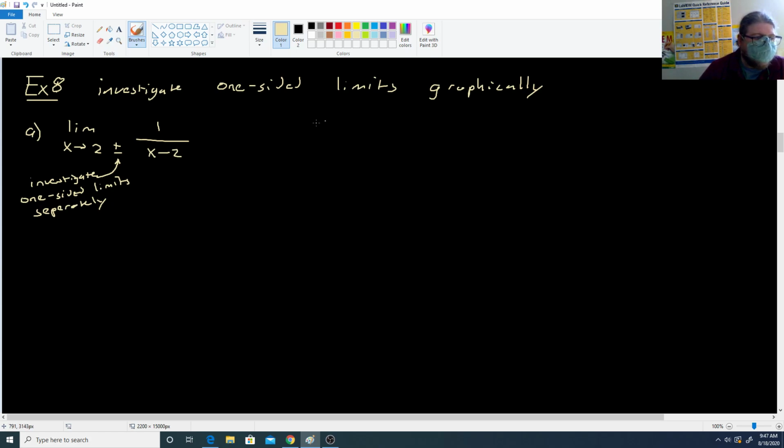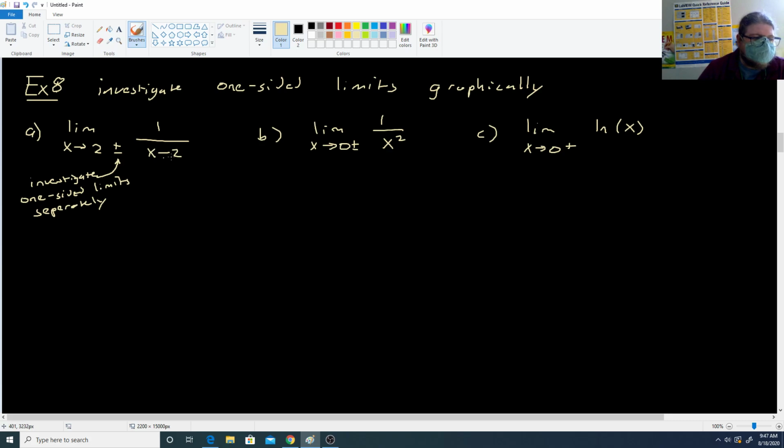So part B wants us to figure out what's going on with the limit as x approaches 0 from the left and from the right of 1 over x squared. And part C wants us to figure out the limit as x approaches 0 with a plus, so from the right-hand side only, of natural log of x.